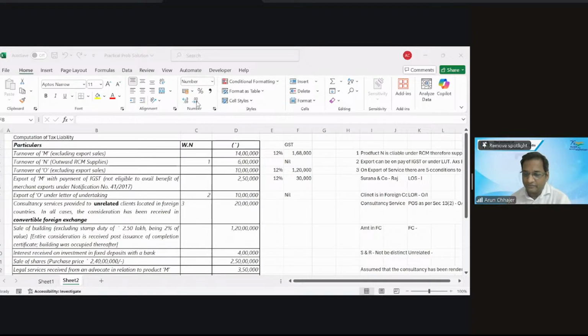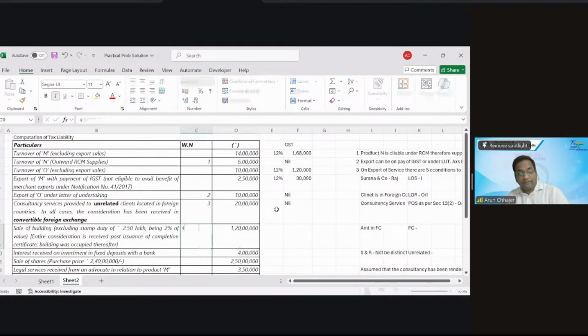Okay, one is enough. Fine. We'll say nil. Sale of building. Sale of building. What will you say?